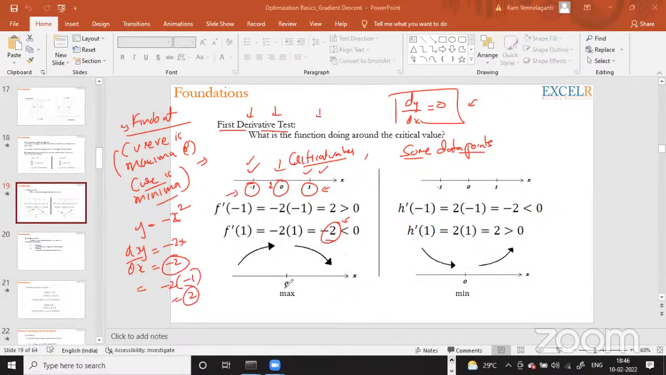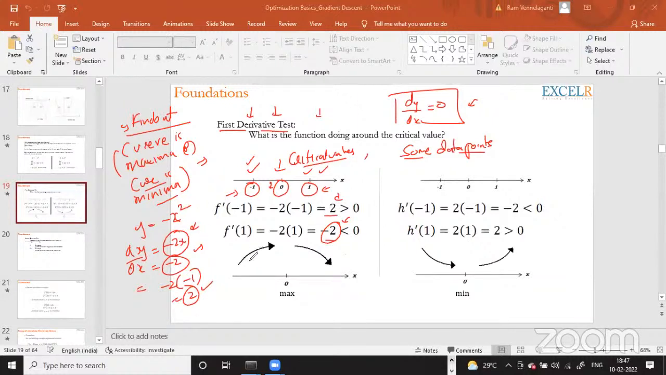It is 2. So what is it that we are trying to do? We are trying to find out the slope at point -1. What is the slope at point -1? 2. What is the slope at point 1? It is -2. So this is what we are getting.